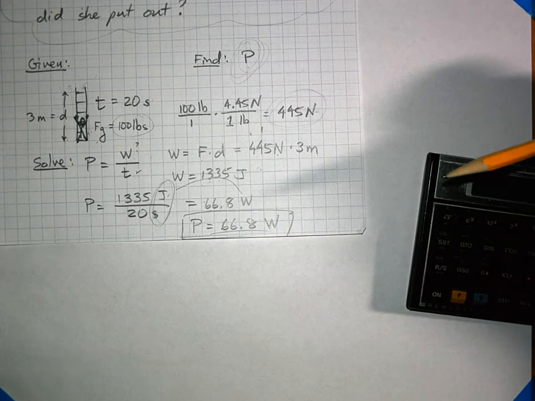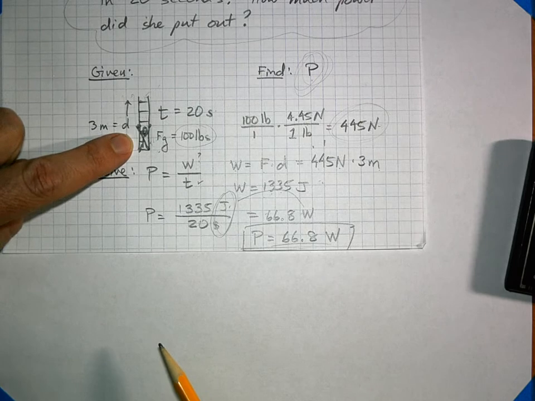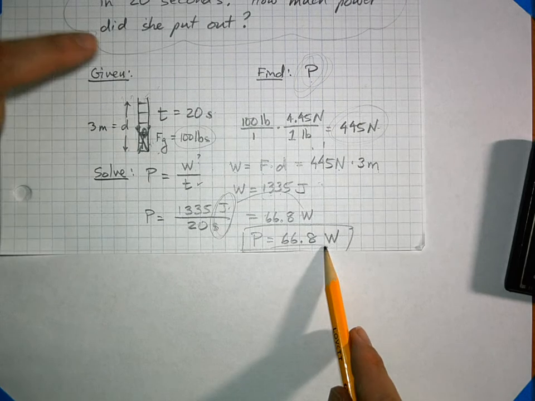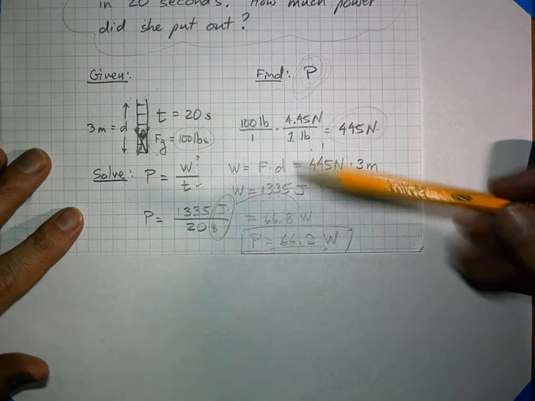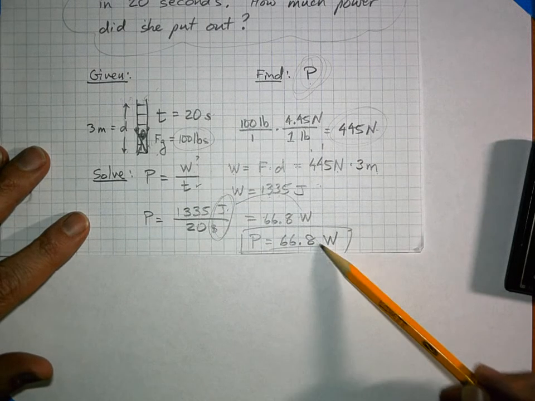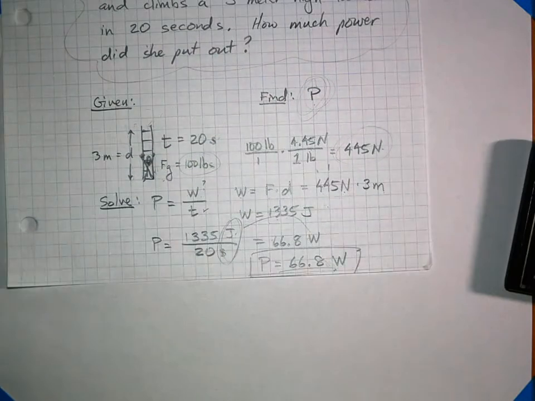Now, one thing before we get to the lab, she actually puts out more power than this to climb the ladder, because when you exercise, most of your body's chemical potential energy gets transferred into heat, right? Because you warm your body up, you warm up the air, and so on. But this is the rate at which she's gaining gravitational potential energy as she climbs that ladder. And that's really what we're going to measure today. So let's get to the lab.